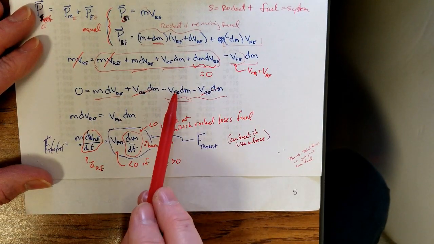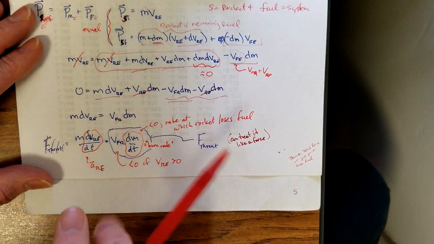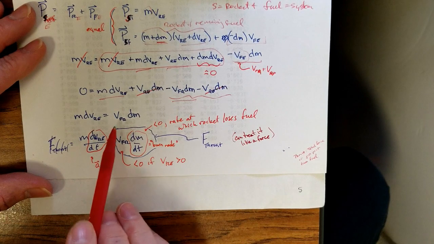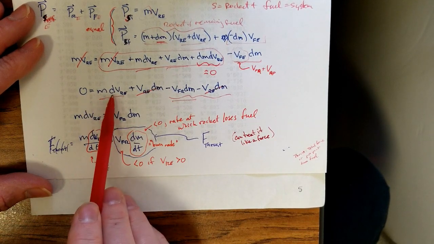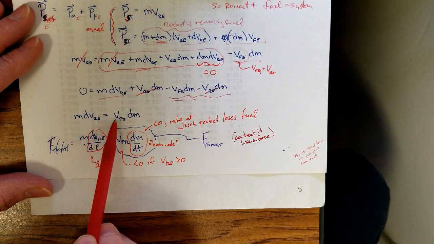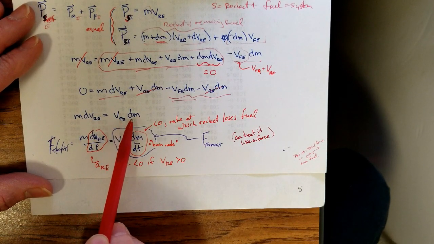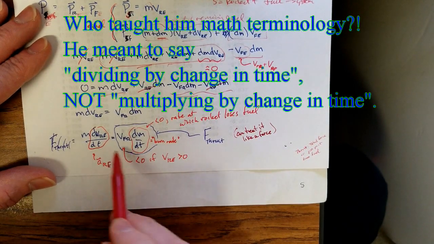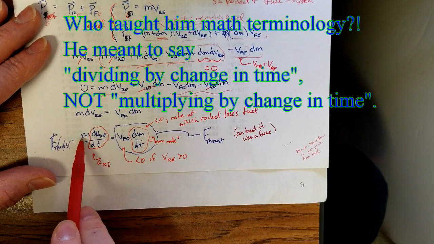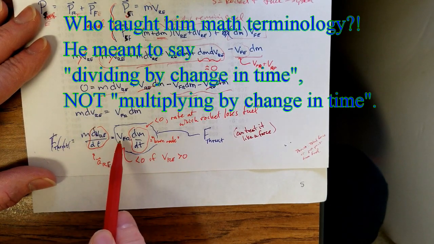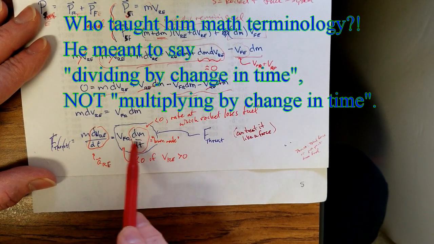If I add this to the other side, and then by the reflexive property of equality, flip it around, I get mass times the change in the velocity of the rocket with respect to the environment is equal to the velocity of the fuel with respect to the rocket times the change in mass. Well, multiplying times the change in time, I get mass times the change in velocity over change in time is equal to the velocity of the fuel with respect to the rocket times the change in mass over the change in time.